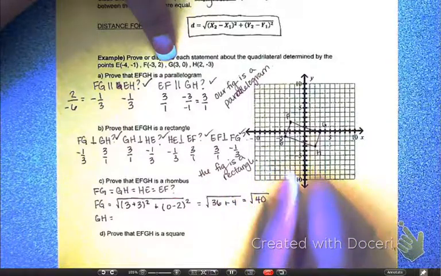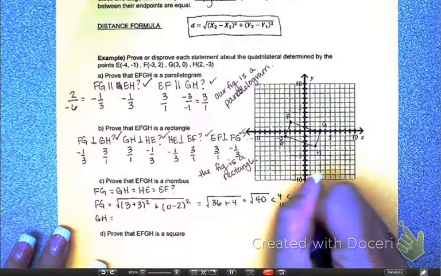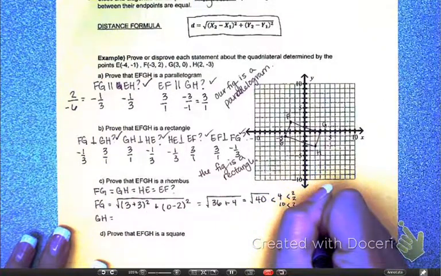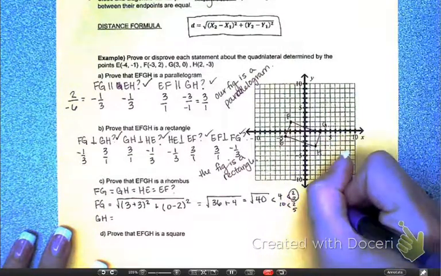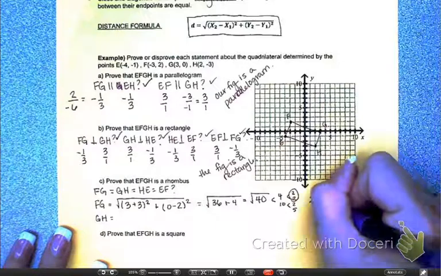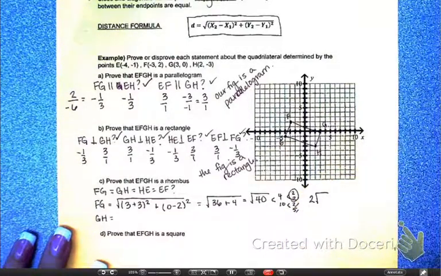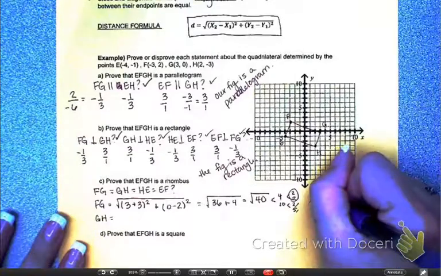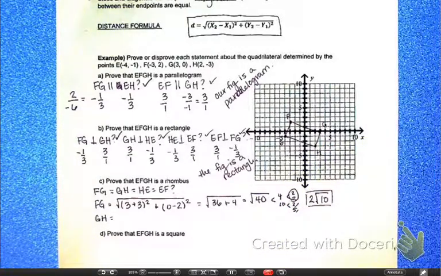Can I simplify that at all? Yes. If I do the factor tree, I get 4 and 10, 2 and 2, 2 and 5. You are looking for pairs. So this pair of 2's comes out, and what's left over? The 5 and the 2. So to put them back together, we're going to multiply, giving me 2 square root of 10. Are we okay on that distance?